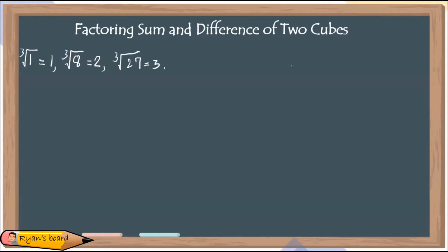Another one is, let's say, 343. 343 is a perfect cube kasi ang cube root ng 343 is, I think that's 7. Okay? So, meaning to say, 1, 8, 27, 343, sila yung mga perfect cubes at marami pang iba.